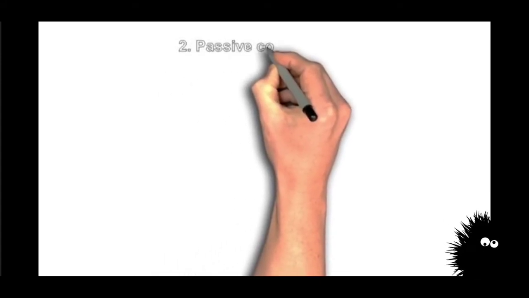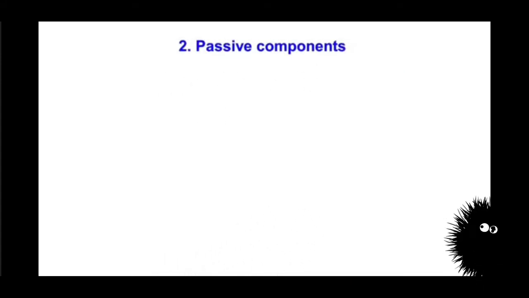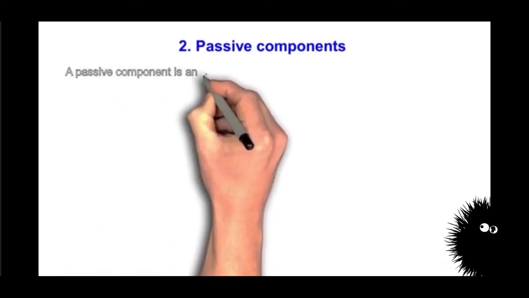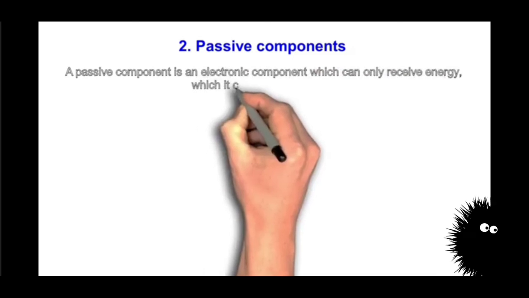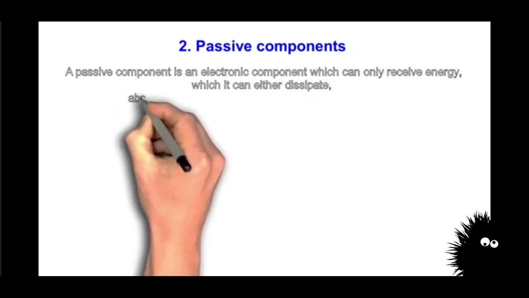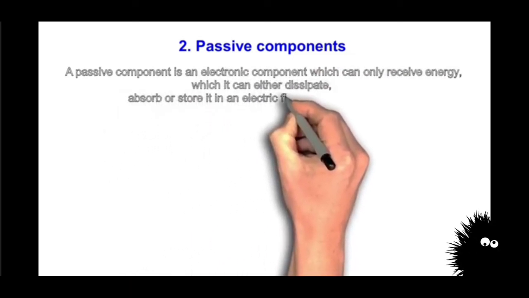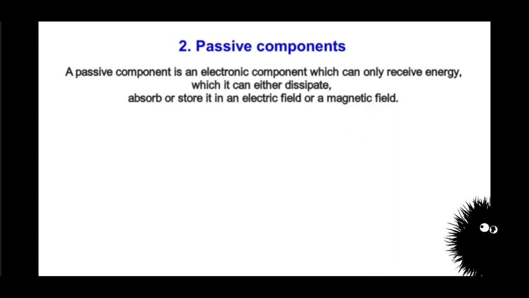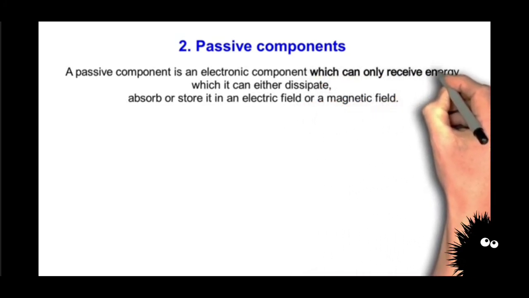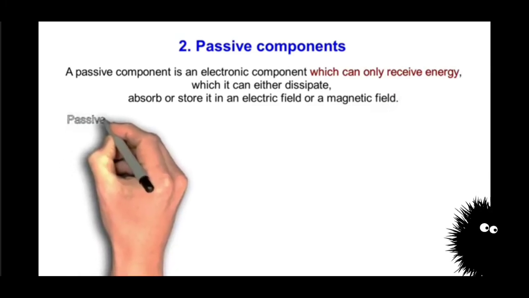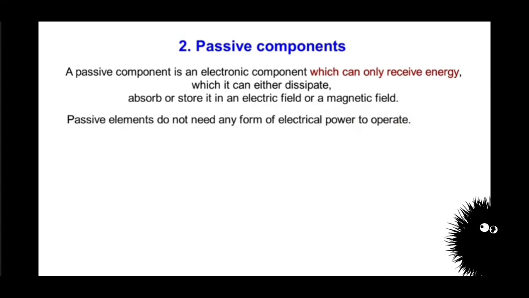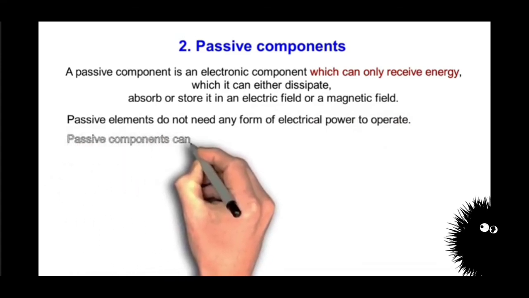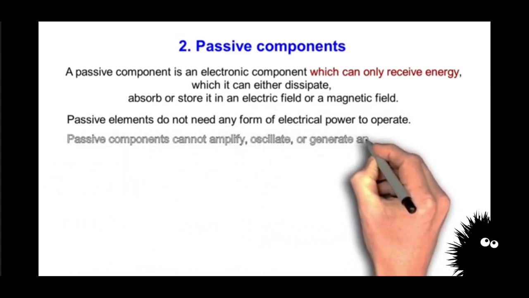Another category of electronic components is passive components. A passive component is an electronic component which can only receive energy, which it can either dissipate, absorb, or store in an electric field or a magnetic field. Yes, the difference here is that it can only receive energy. Passive elements do not need any form of electrical power to operate. A passive component cannot amplify, oscillate, or generate an electrical signal.